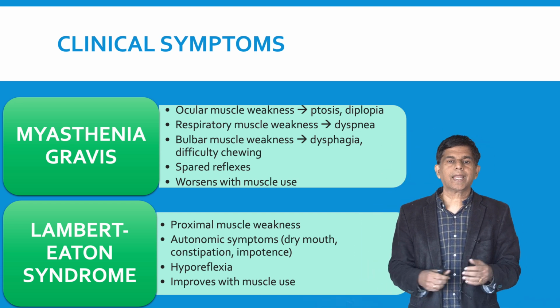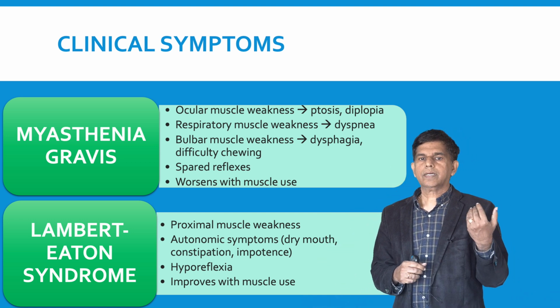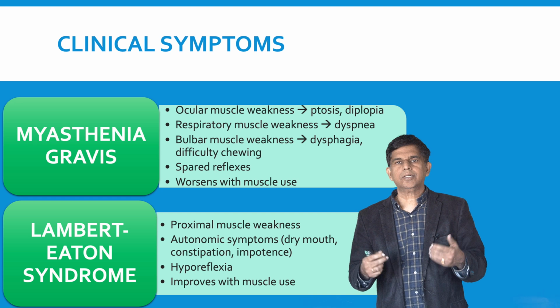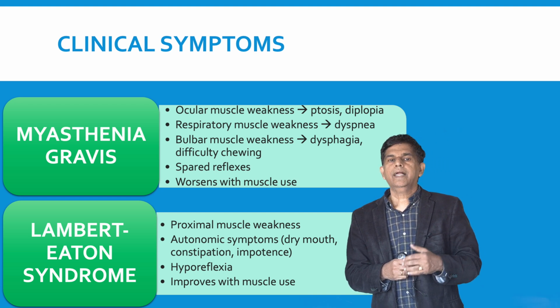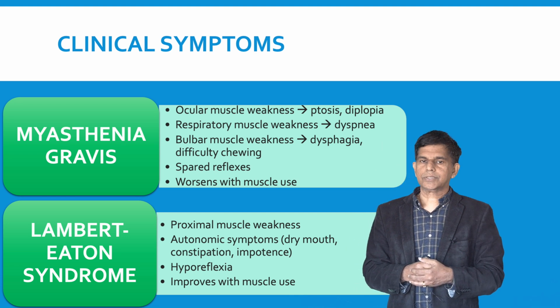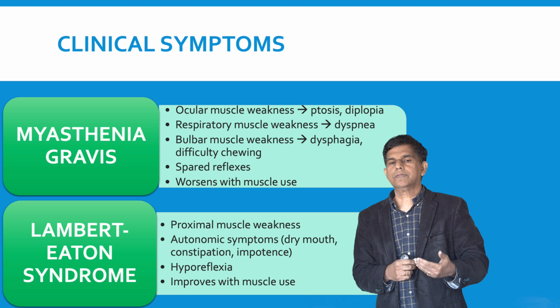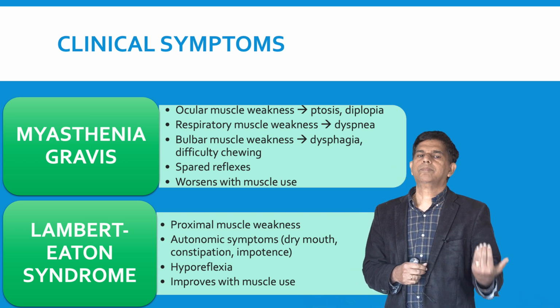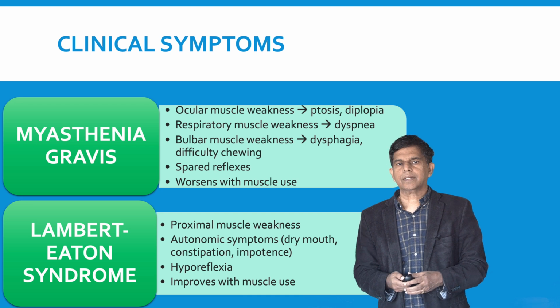So what do we have in Lambert-Eaton syndrome? You have proximal muscle weakness, autonomic dysfunction like dry mouth, constipation, impotence, and hyporeflexia, and it improves with exercise or muscle use. Remember that: myasthenia gravis worsens with exercise, Lambert-Eaton syndrome improves with exercise. So very strikingly different.